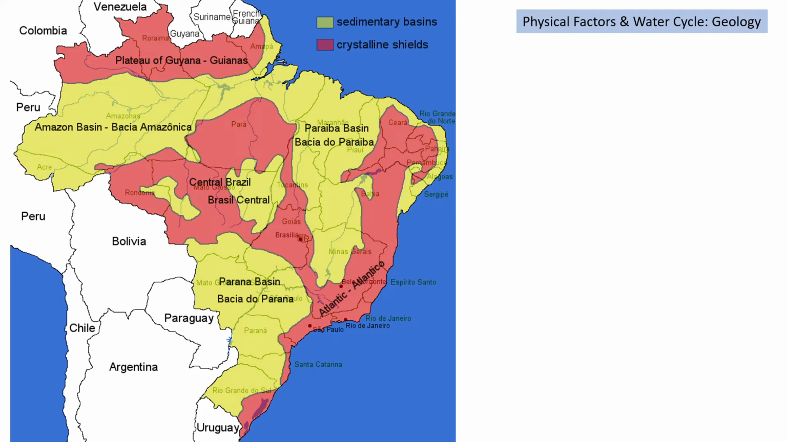I'm now going to move on to talk about physical factors. I'm going to start with geology. So we've got an image here of the geology of Brazil, but this is reflective of geology that can be in other parts of the Amazon basin. So the yellow is the sedimentary basin, and the red areas are what we call crystalline shields, and I'm going to come down to that in a second.